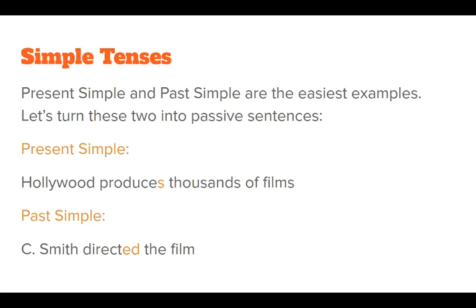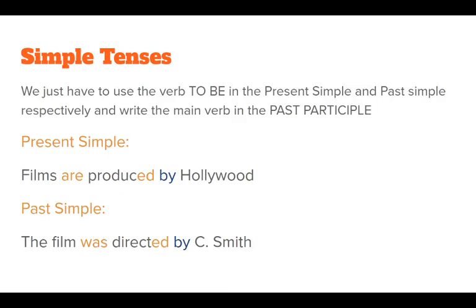So for present and past simple, here we have two examples. Hollywood produces thousands of films, and C. Smith directed the film. How do we turn them into passive sentences?